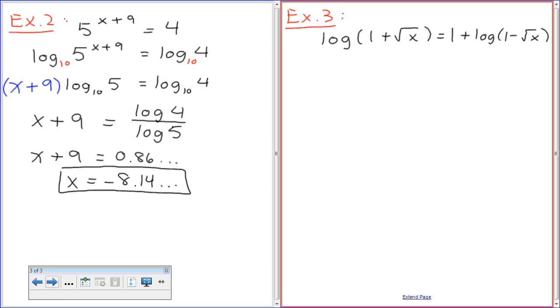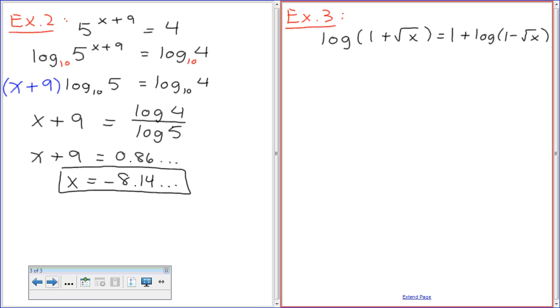I'm not sure. Okay. Kelly, on track? You can do that if you want to. I might do something first, though. Exponential form, meaning you write it as 1 plus root x equals 10 plus 1 minus root x. Is that what you're saying, exponential form?